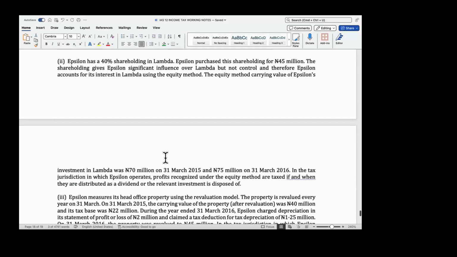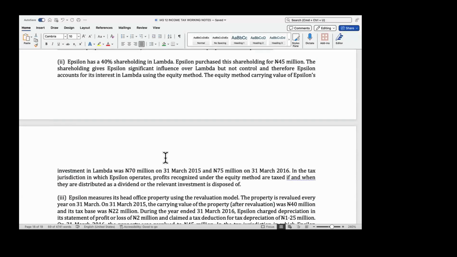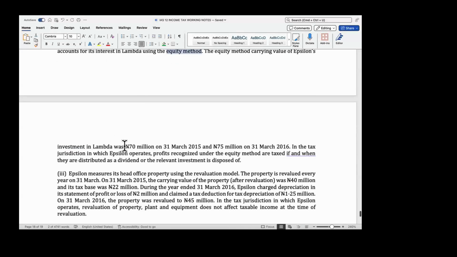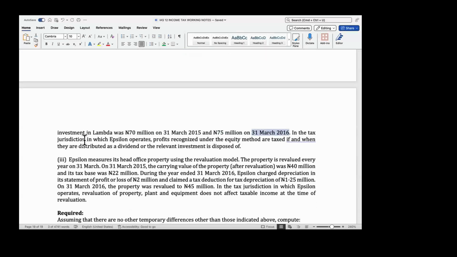Okay, this is one scenario. Another scenario says that Epsilon has a 40% shareholding in Lambda. Epsilon purchased this shareholding for 45 million. The shareholding gives Epsilon significant influence over Lambda, but not control, and therefore Epsilon accounts for its interest in Lambda using the equity method. The equity method carrying value of Epsilon's investment in Lambda was 70 million on 31st March 2015 and 75 million on 31st March 2016. In the tax jurisdiction in which Epsilon operates, profits recognized under the equity method are taxed if and only when they are distributed as dividend or the relevant investment is disposed. Okay, this is another scenario.